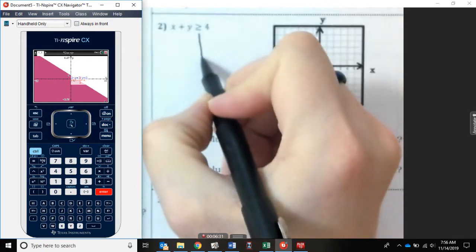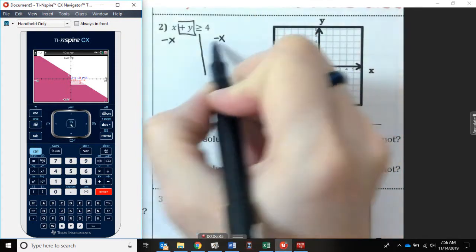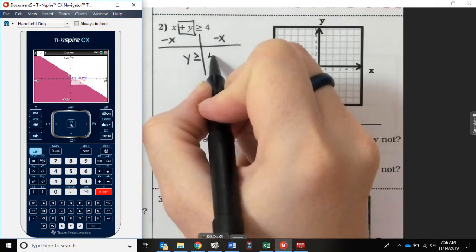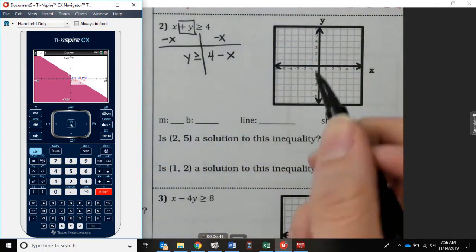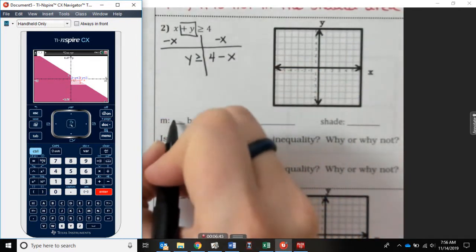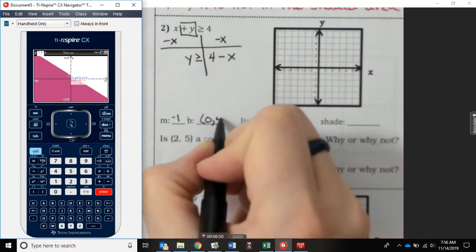Again, we got to solve for y. So we're going to box that in. We minus x on both sides. And my inequality is y is greater than or equal to 4 minus x. And that's all I need to do. So here my slope is what's in front of x, which is -1. And my y-intercept is 0, 4.